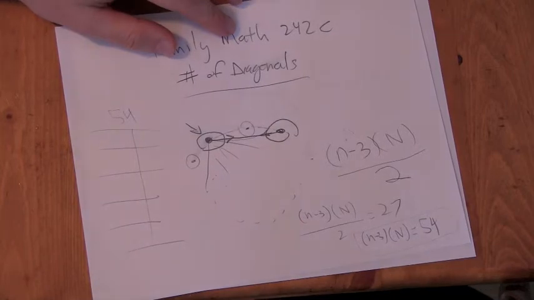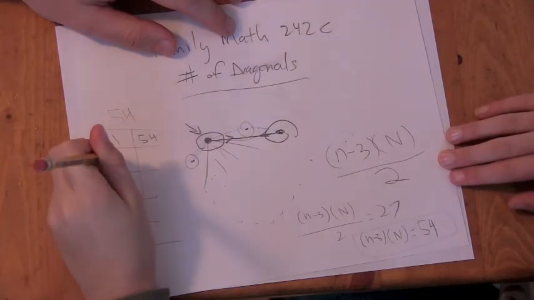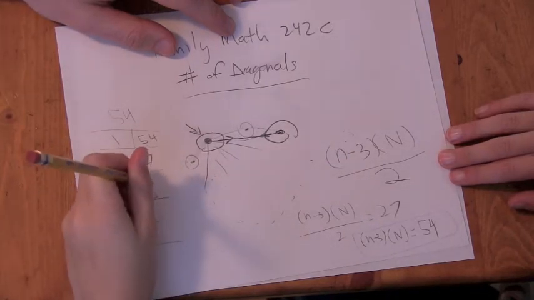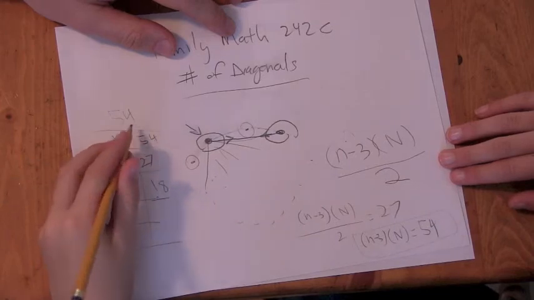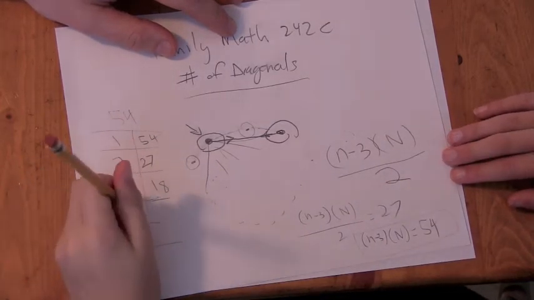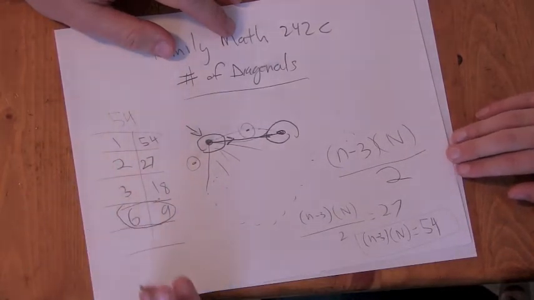Okay, so what are the divisors of 54? They're 1 and 54, 2 and 27, 3 and 18. 4 doesn't work. 5, nope. 6 and 9. This is the only one that's separated by 3.